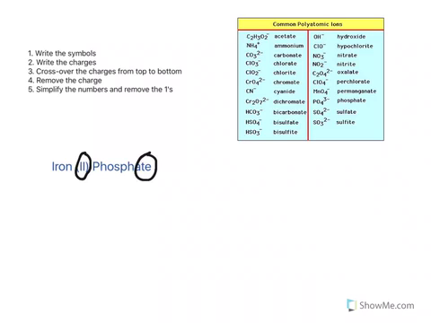Now, nothing is going to change. The rules are going to stay the same. I just have a transition metal instead of your average metal. So I'm going to do the exact same thing here, guys. Let's write out our symbols. If I look at the periodic table, I find that iron is Fe. I look to find phosphate on my polyatomic cheat sheet, and I see that it is PO4.